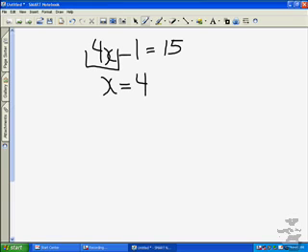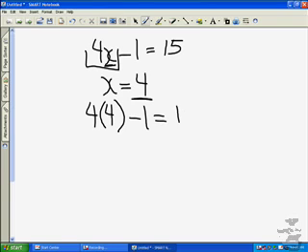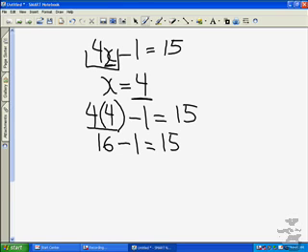Now it's just like an algebraic expression, and all we have to do is substitute 4 anywhere where we see an x in our original question, and that will let us know if we have the right answer. So we substitute 4 for x: 4 times 4 minus 1 equals 15. We're using our BEDMAS rules here, and BEDMAS tells us that we have to do the multiplication first. So 4 times 4 equals 16, subtract 1 equals 15. 16 minus 1 equals 15, so we know that we have the right answer. x does indeed equal 4.